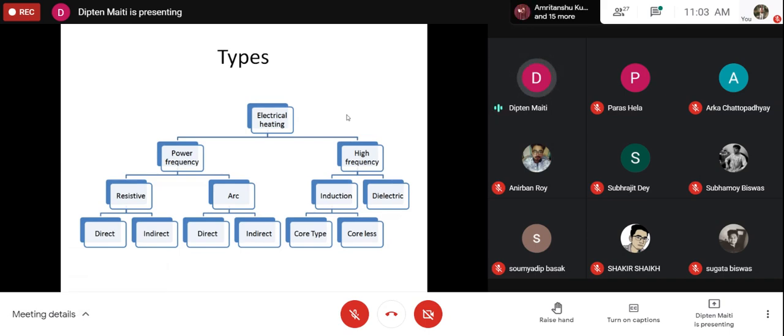We will discuss high frequency heating, where we would change the frequency of the supply using different methods. That may or may not be in your syllabus; I have to check. However, the heating part is there. We would mainly discuss induction heating and dielectric heating, which come under the purview of high frequency heating.